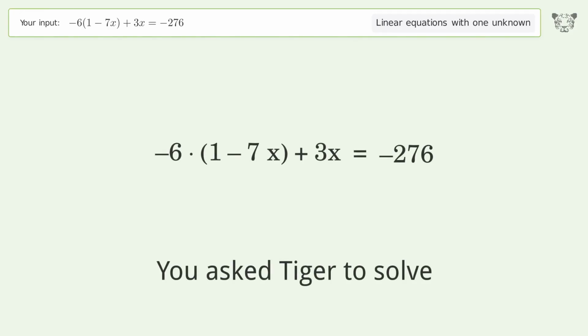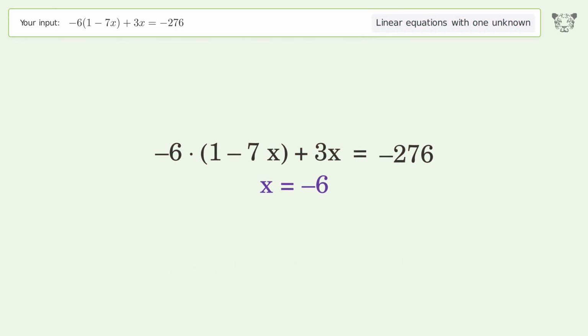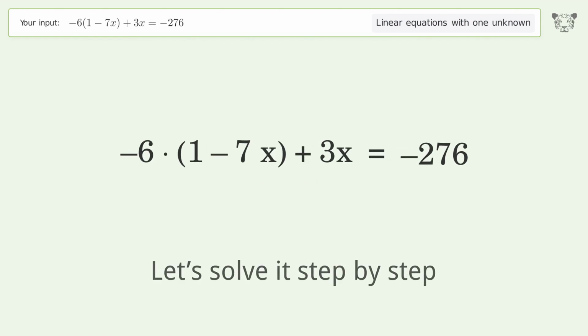You ask Tiger to solve this. This deals with linear equations with one unknown. The final result is x equals -6. Let's solve it step by step.